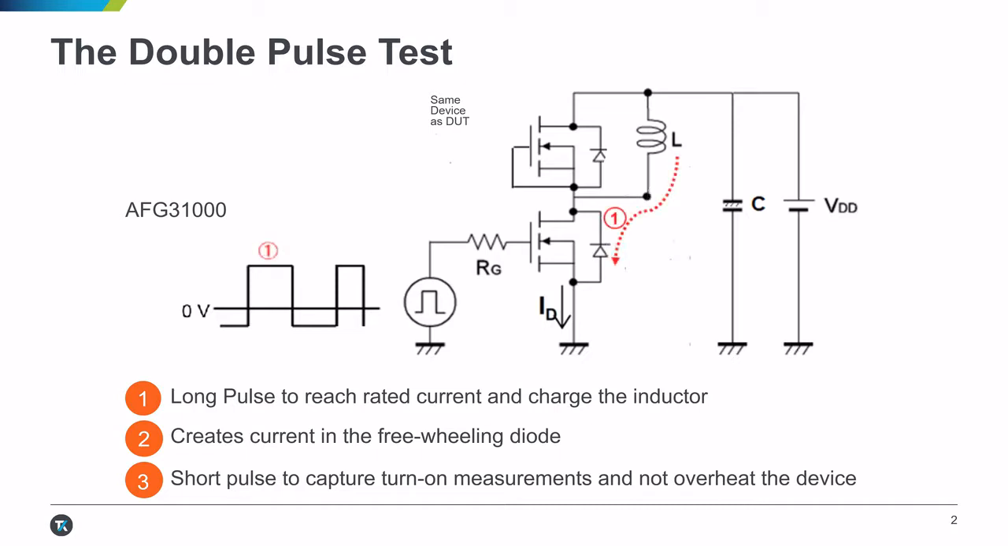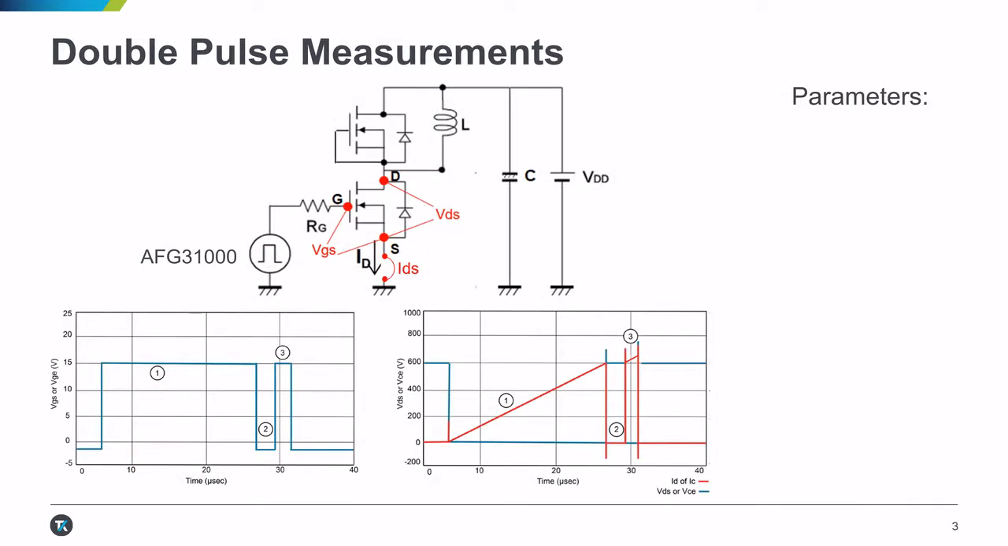The first step of the test is a long pulse that establishes current in the inductor. The second step turns off the low-side MOSFET, creating a freewheeling current in the diode. The last pulse turns on the low-side MOSFET again and allows measurements to be taken. Typical measurements are shown in the figure. The overshoot current from the second pulse is due to the reverse recovery of the diode.